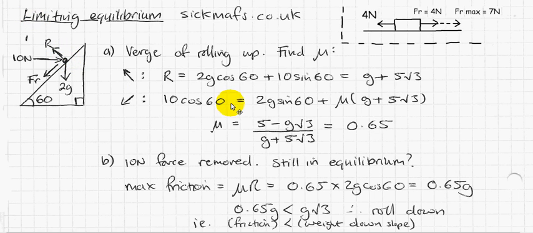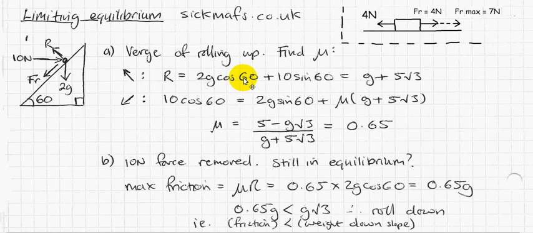force that way. So as I've written here, R equals 2g cos 60 plus 10 sine 60, which equals g plus 5 root 3. Now how have I done that? Because I know sine 60 first of all is equal to root 3 over 2. Now root 3 over 2 times 10 is 5 root 3, because 10 divided by 2 is 5, times root 3 is 5 root 3. So that's 5 root 3, and cos 60 is equal to half.